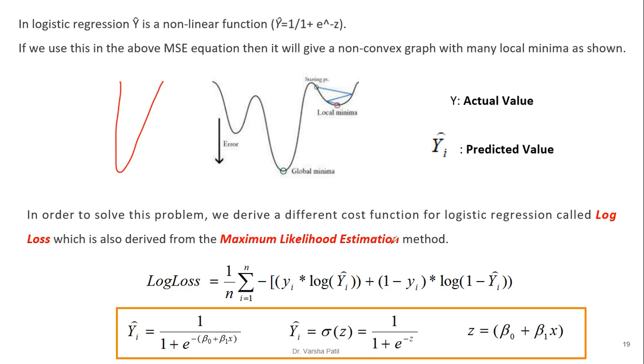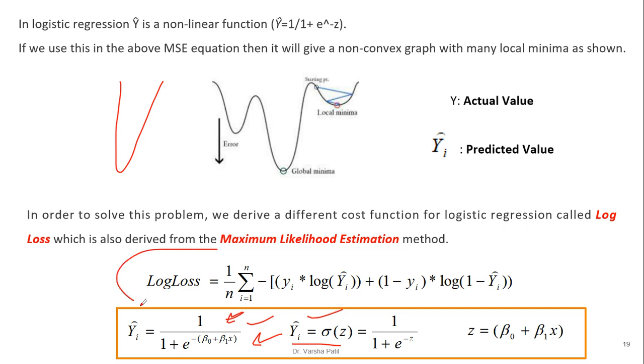To do this, we derive a different cost function for logistic regression called log loss, which is also derived from the maximum likelihood estimation method. The formula for this is the negative summation from 1 to n of yi into log of predicted yi plus 1 minus yi into log of 1 minus predicted yi, where the predicted yi is a non-linear function because it uses the sigmoid function, so it is represented in a variety of ways. In the derivation, we use y cap equal to sigma z, and when we take the derivative, we expand it step by step.